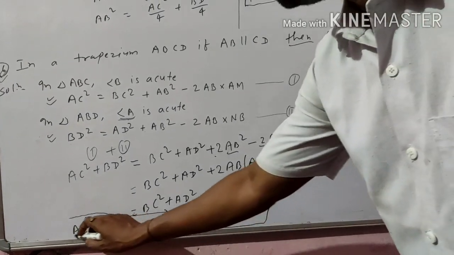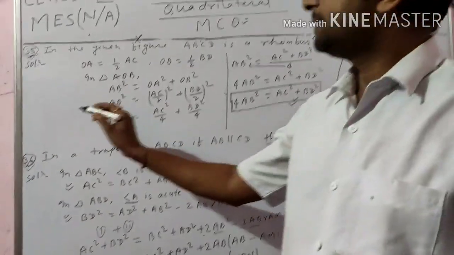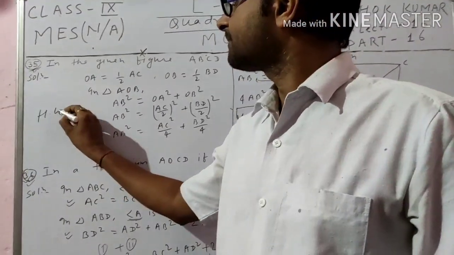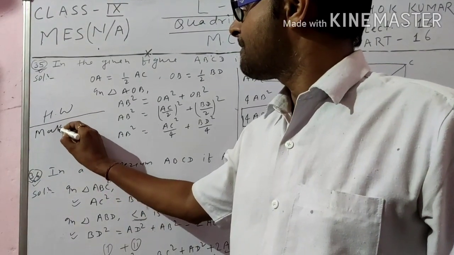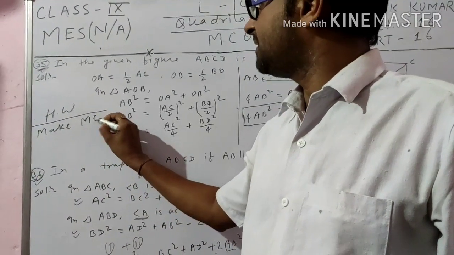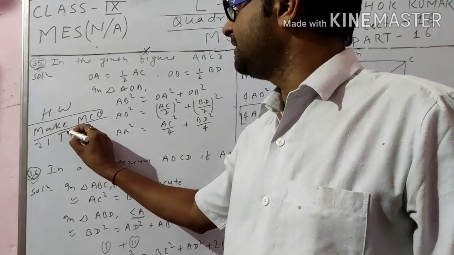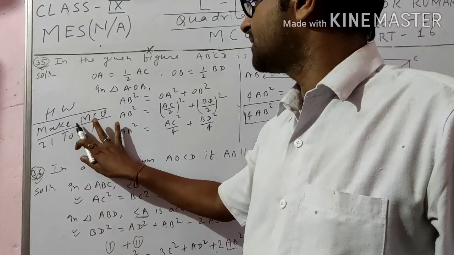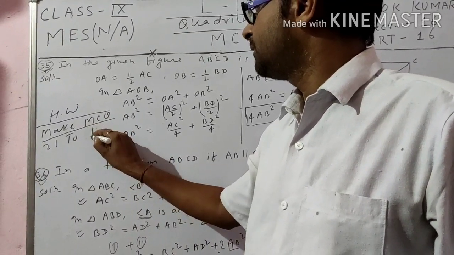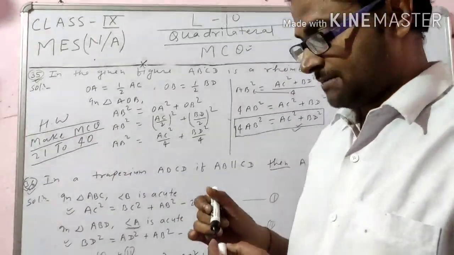Okay student, I hope you will understand question number 36. So student, your homework is to make MCQs for question number 21 to 40. Make MCQ question number 21 to 40.